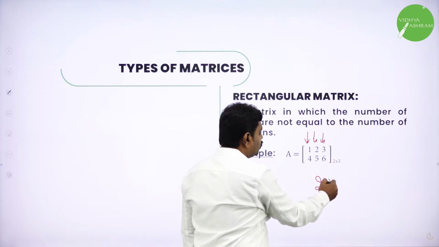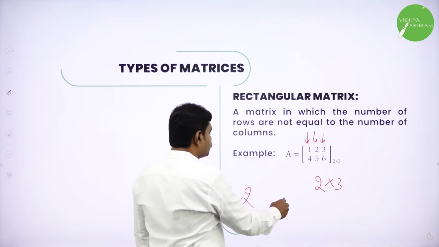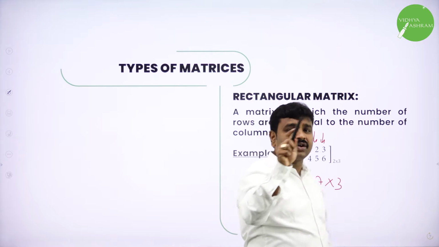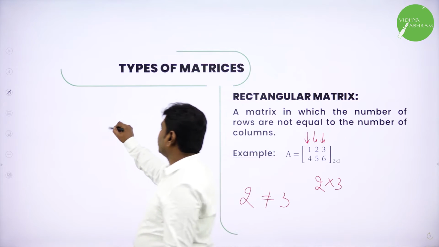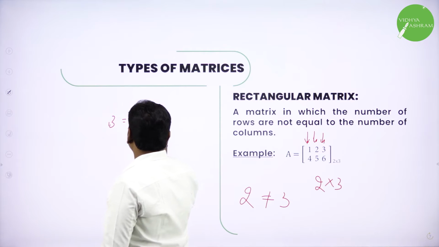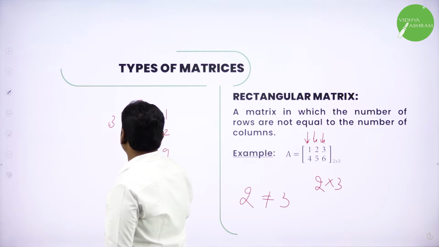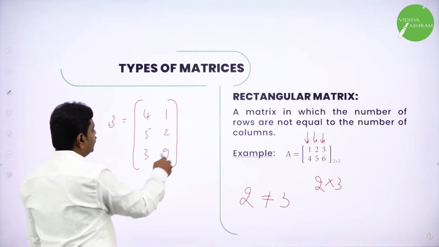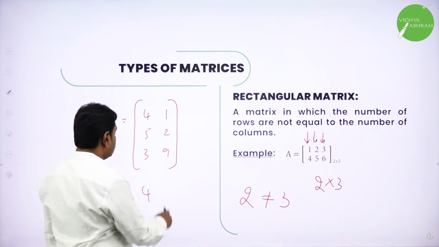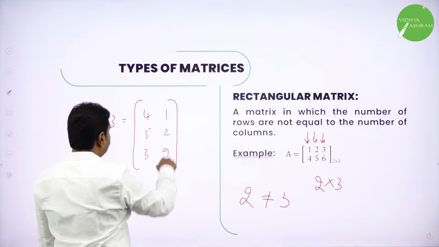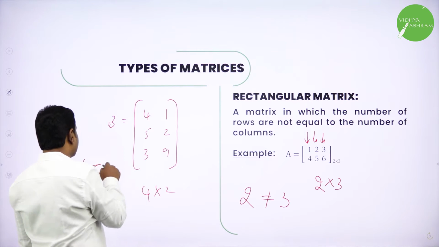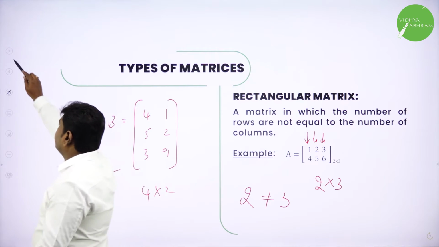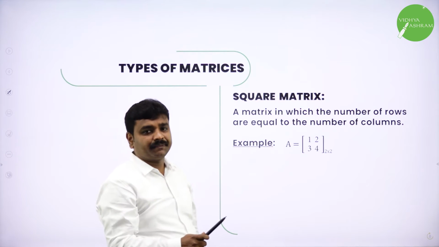Vertically we have 3 columns. 2 cross 3. See, number of rows is 2. Number of columns is 3. They are not equal. A matrix in which number of rows and number of columns are not equal, we call it a rectangular matrix. For example, if I write B is equal to 4, 1, 5, 2, 3, 9. Is it a rectangular matrix? Yes. Why? Because we have 1, 2, 3, 4 rows and 2 columns, 4 cross 2 order. So 4 is not equal to 2, means number of rows and number of columns are not same, therefore it's rectangular.